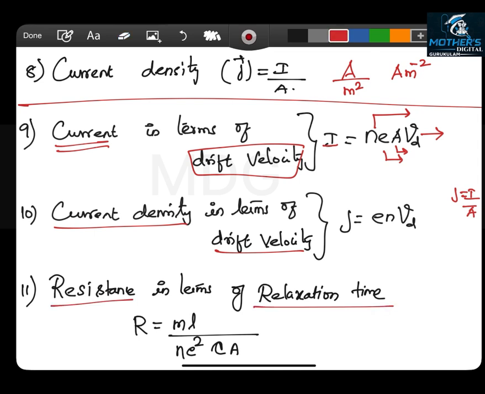The same in terms of relaxation time, R equal to ml by ne square A tau, where m is the mass of the electron, L is the length of the material, n is the number of electrons, e is the charge of the electron, tau is the mean collision time or relaxation time, A is the cross-sectional area.